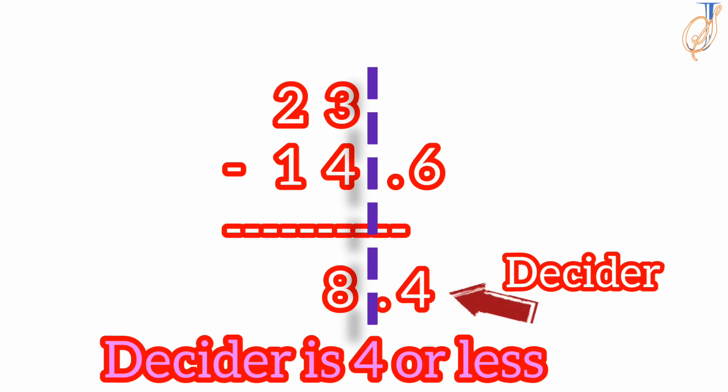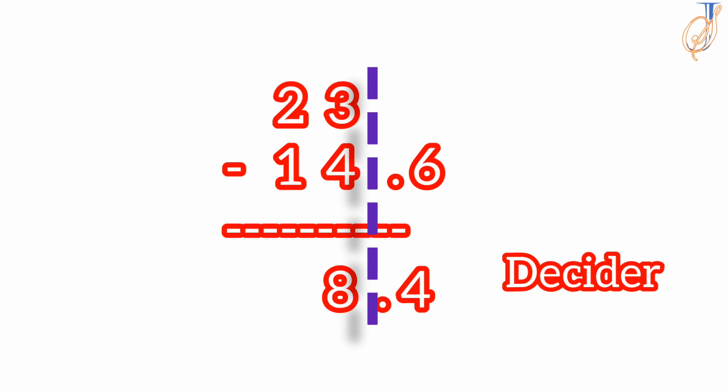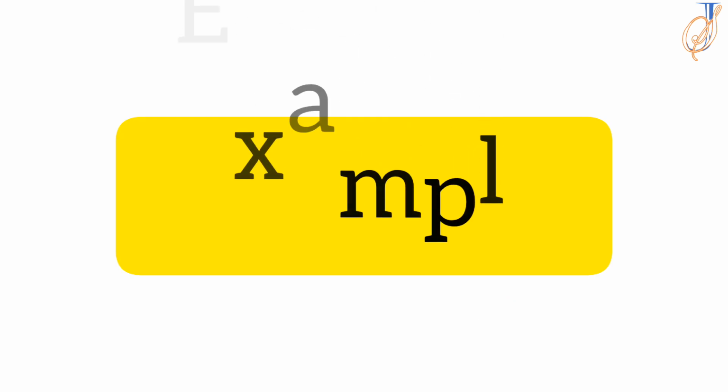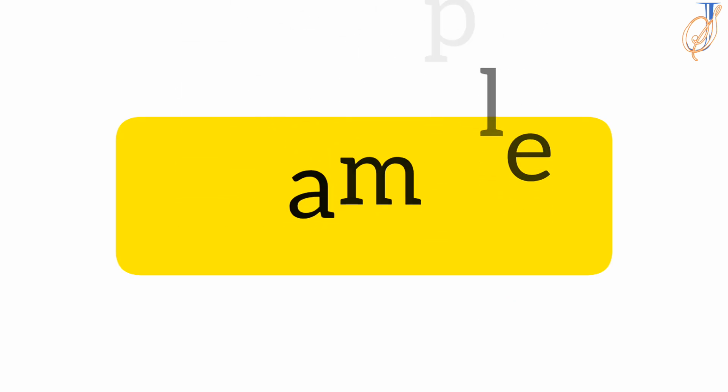In this case, our decider is 4 or less, so you keep the last digit the same. It's nearly equal to 8. I will explain another example to make it clear.